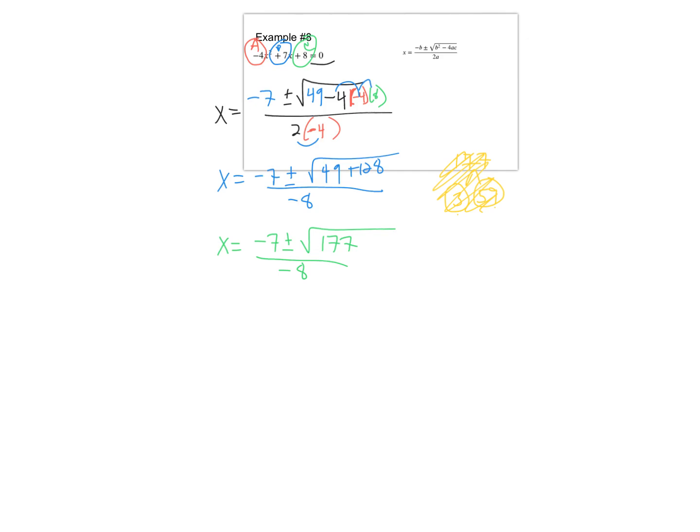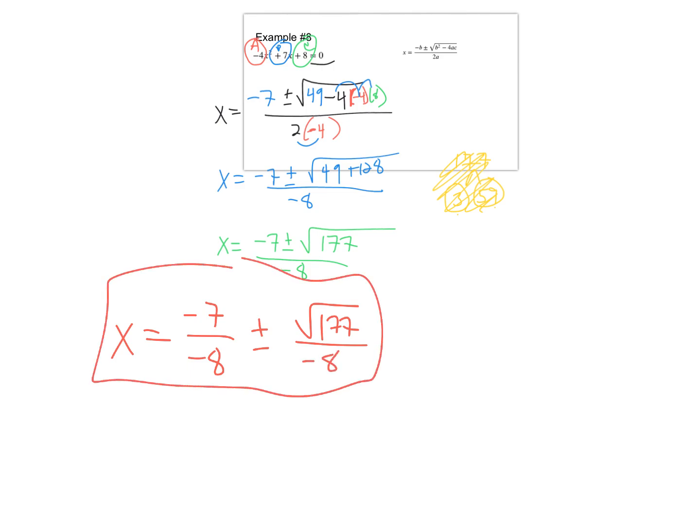Anyway, so now let's get our answer set. Depending on how you want to write that, how your teacher likes this, they may say, let's split this: negative 7 over negative 8 plus or minus radical 177 over negative 8. Some teachers may say that's okay. I noticed the double negative here. I would at least reduce that. So some teachers: 7/8 plus or minus radical 177 over negative 8.